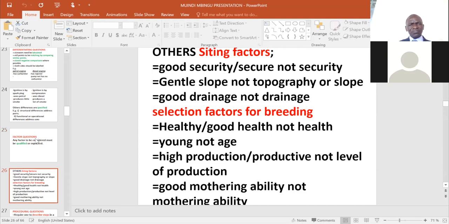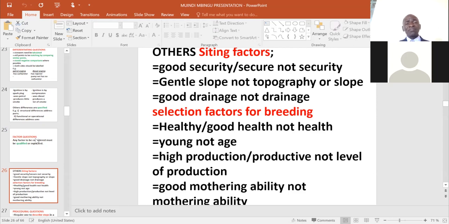For example, factors that may be used to site structures is not just security, but good security. Or you say, sited in a secure area. When you say security, that answer is ambiguous. We don't know whether you are saying the security should be bad in the part where the structure is to be sited, or whether it should be good. So we must qualify that factor by saying good security.